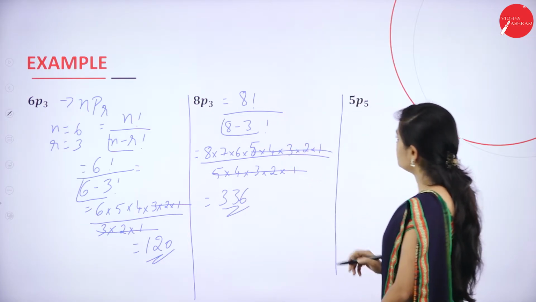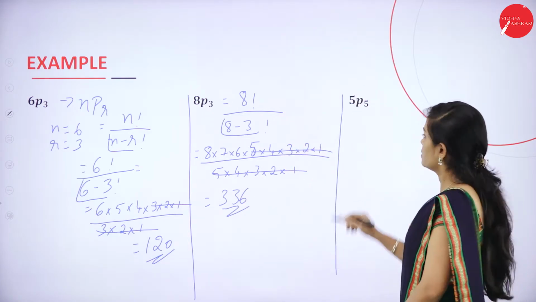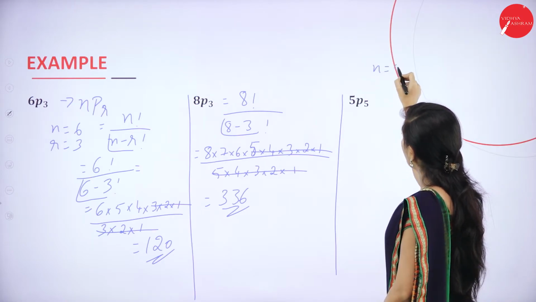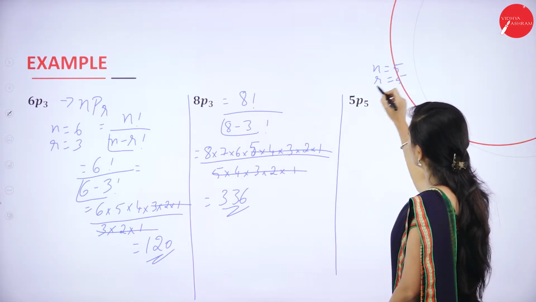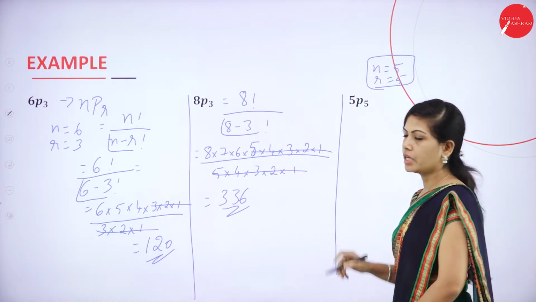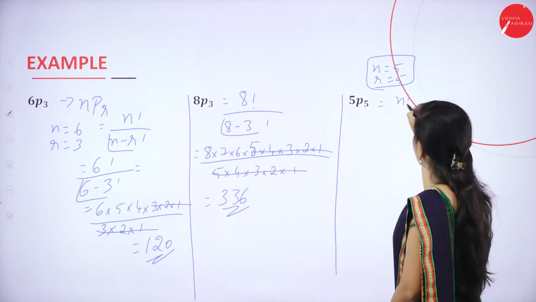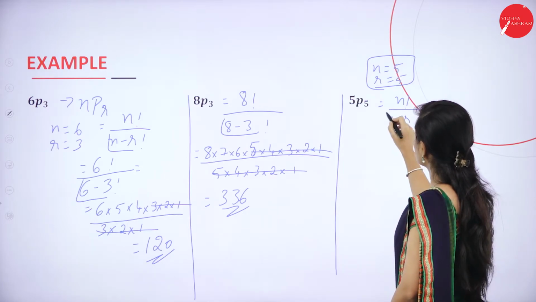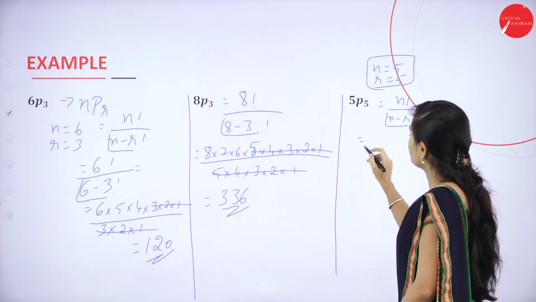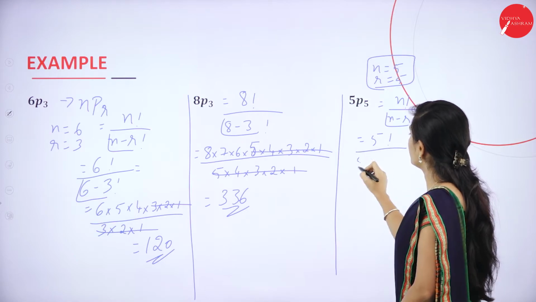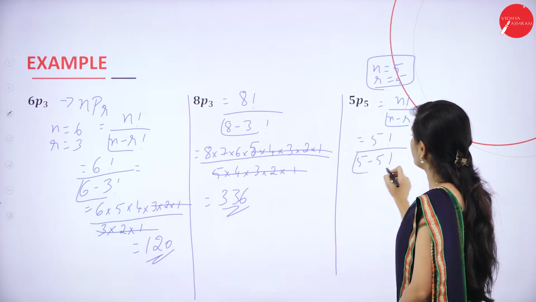And the next problem, 5P5. So here both the n value and r value are the same. Then also you can apply the nPr formula, n factorial by (n minus r) factorial. So n factorial means 5 factorial by (5 minus 5) factorial.